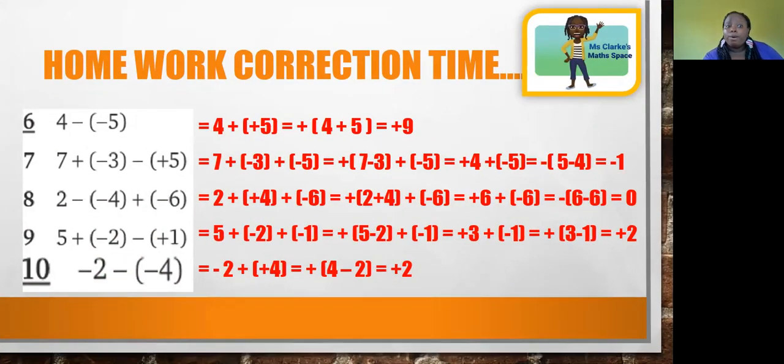We have 4 take away -5. We now need to change the subtraction sign to a plus sign and find the additive inverse of -5, which is +5. So you end up having 4 plus +5, which we know would be 9. 4 plus 5 is 9. Question 7. We have 7 plus -3 take away +5.